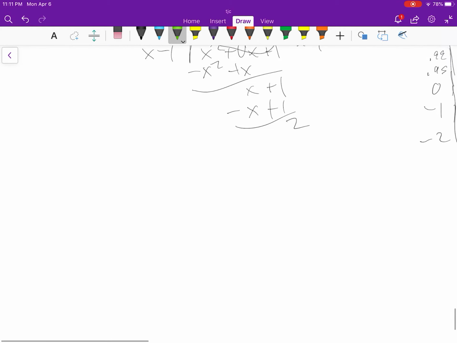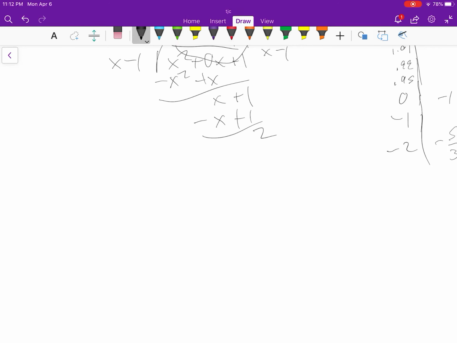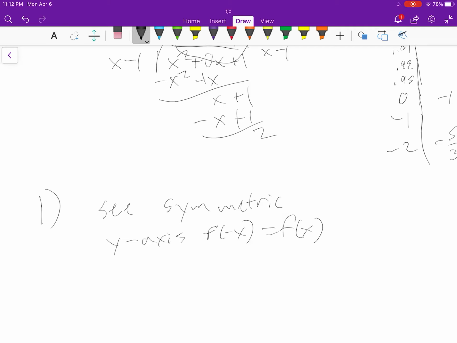So the step process they have you go through in the textbook is, one, to see if it's symmetric. And symmetry is something we've talked about several times, so I didn't cover it in this lecture. So see if it's symmetric. Well, to see if it's symmetric along the y-axis, f of negative x equals f of x. So that'll be symmetrical around the y-axis.